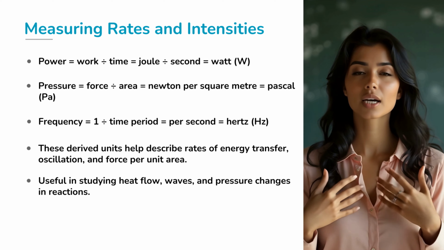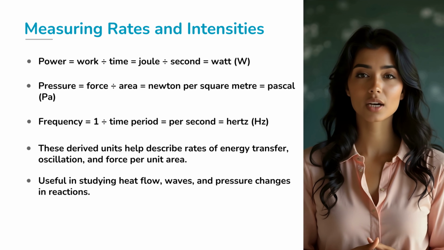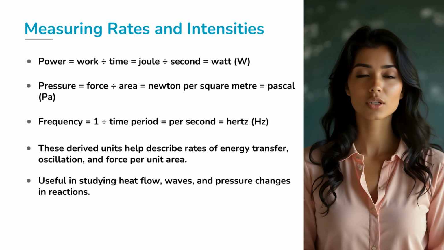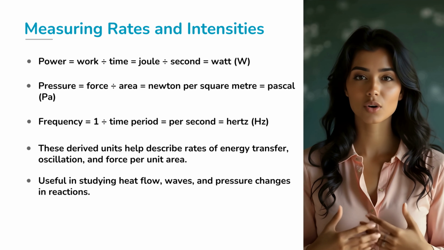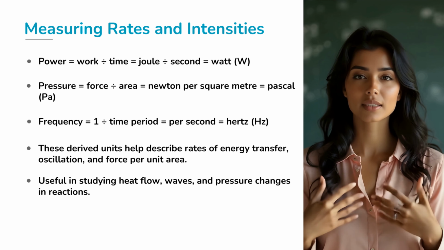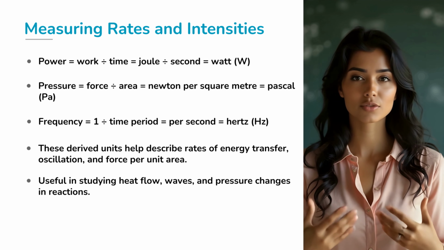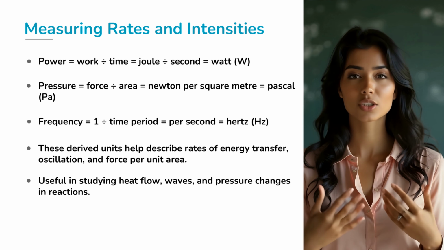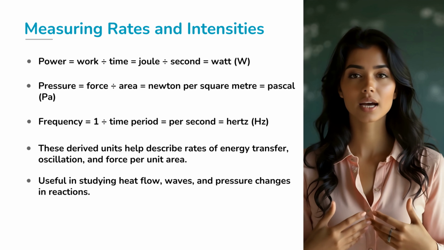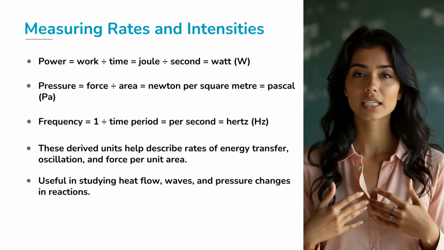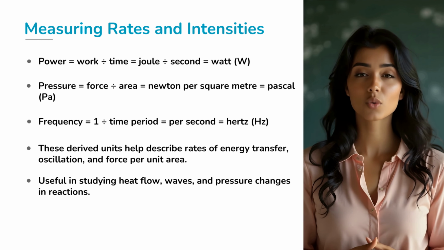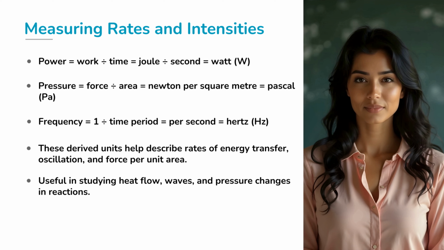Power is work divided by time, so the unit becomes joule per second, which is called a watt. This is how we measure energy consumption or transfer rate. Next is pressure, defined as force per unit area, that's Newton divided by square meter, and the unit is Pascal. We use pascals when measuring gas pressure in cylinders or vapor pressure in liquids.